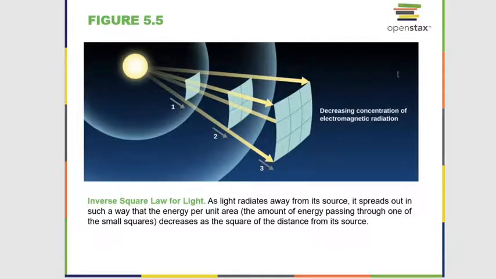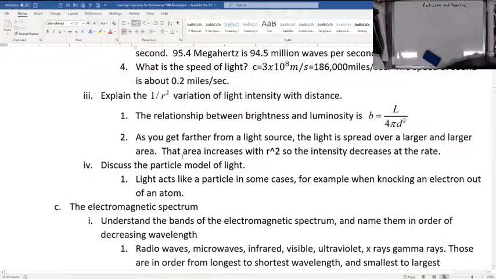I'm on the wrong sheet here, so just let me switch back. There we go. Sorry, I'm talking about this relationship, the 1 over r squared variation of light intensity with distance. So this equation here is the relationship between brightness, which is the B, and the luminosity, which is L.